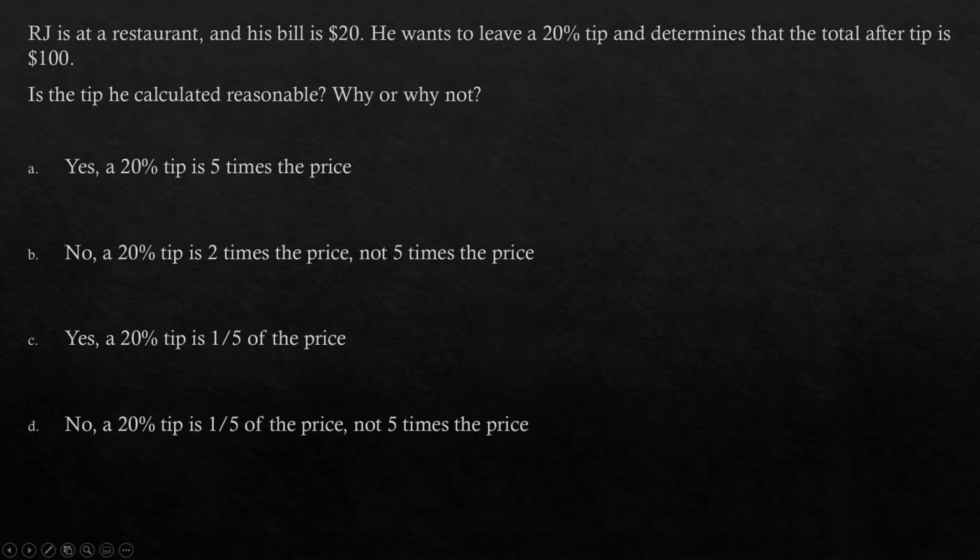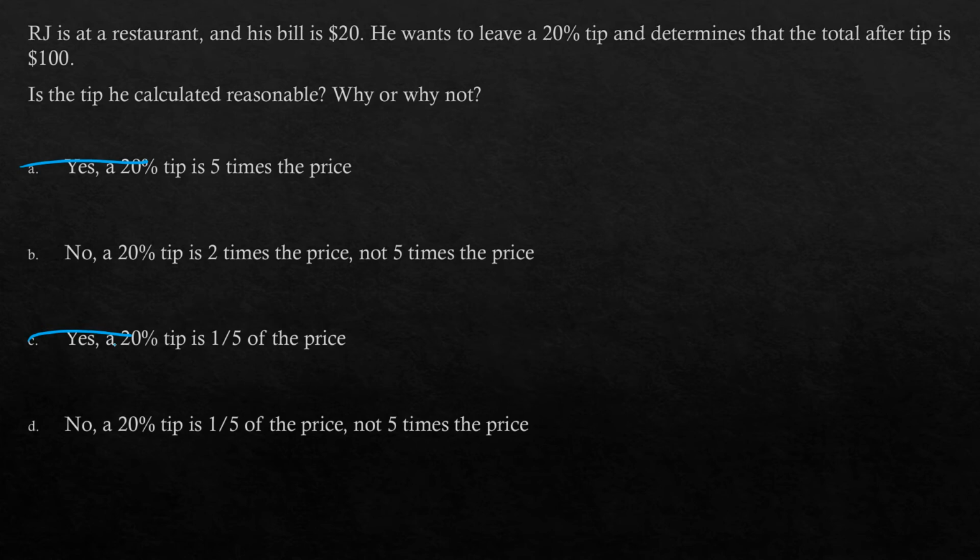RJ is at a restaurant, and his bill is $20. He wants to leave a 20% tip and determines that the total after the tip is $100. Is the tip he calculated reasonable? Why or why not? Well, okay, first of all, no. It is not reasonable.